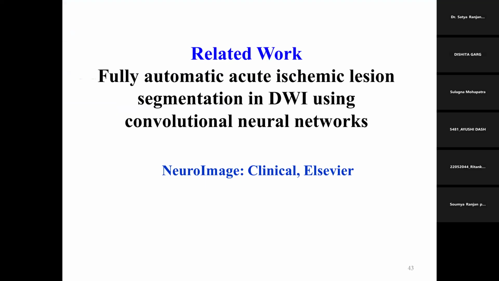The one I have shown you is very simple, the basic one, but I want to show how people exactly do it in papers. This is one paper published in NeuroImage: Clinical by Elsevier. It is a highly cited research paper in our ischemic stroke field. This is the fully automatic acute ischemic lesion segmentation. They use MRI images, actually using a convolutional neural network.